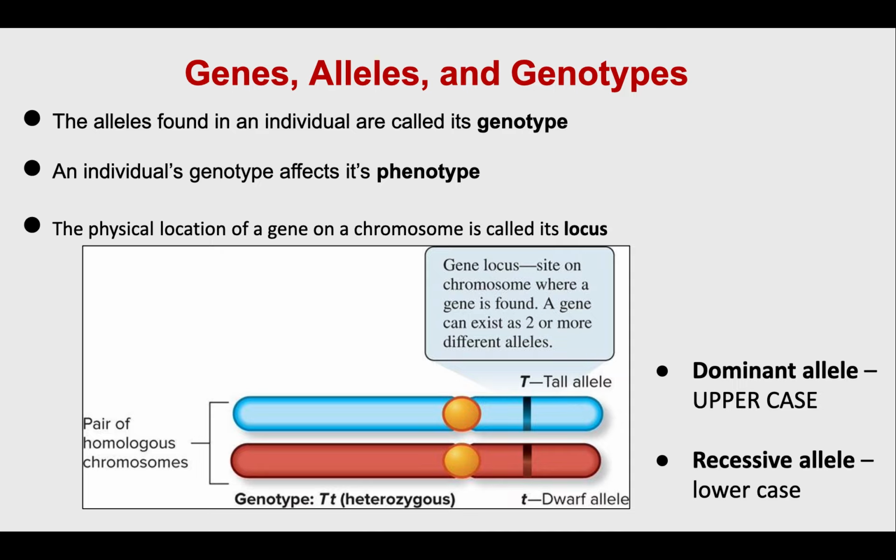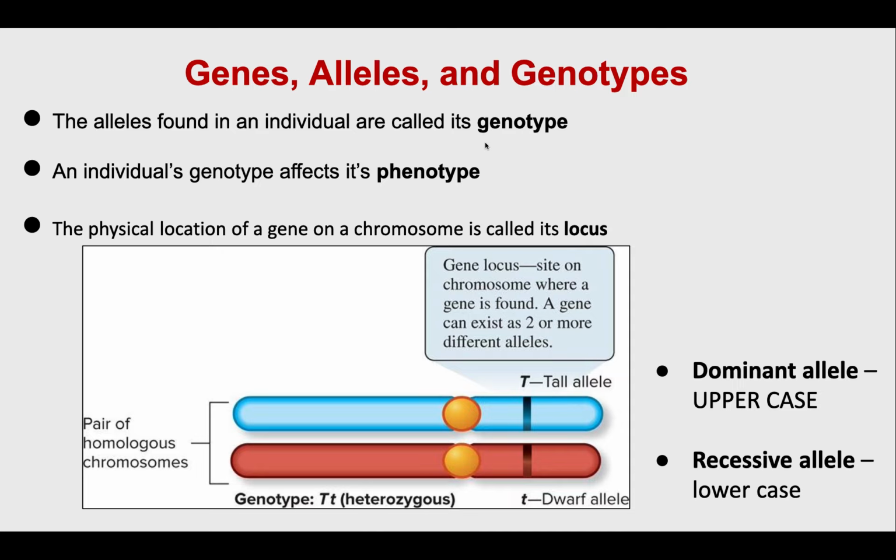Often it's denoted by letters. In this case, we're looking at tall and dwarfed plants. So big T, the dominant allele, is always going to be uppercase. Little t is the recessive allele. It's always going to be lowercase. So this TT here, this is the genotype. Now because it has a dominant allele on it, the phenotype is going to show up as a tall plant, because that is what we are seeing. We are seeing the phenotype.